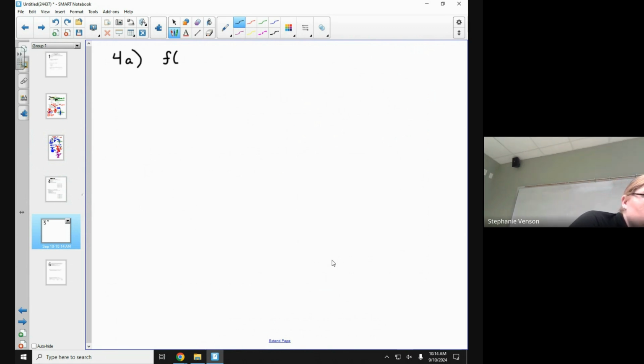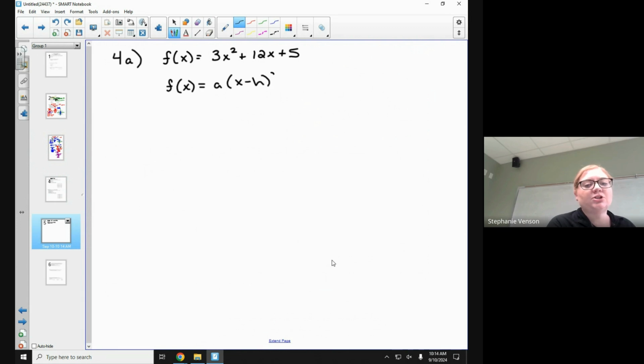We are given the function f of x equals 3x squared plus 12x plus 5. And we are asked to take that function in standard form and translate it to vertex form, which is f of x equals a times x minus h squared plus k. Now I'm going to make a recommendation to you. I do not recommend that you use the guided solution. Pearson used to call it help me solve this, but here it's guided solution.